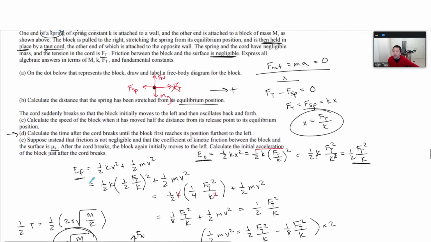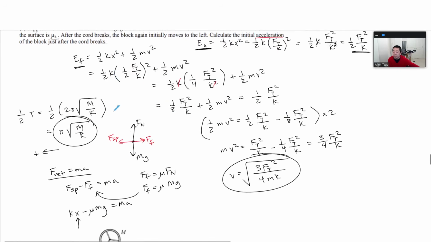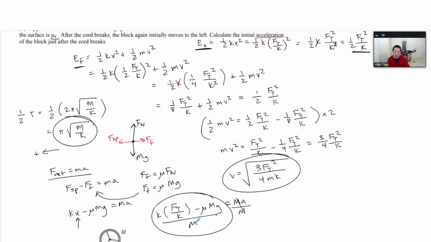I don't think they gave us any new variables, so we still want to put everything in terms of these. Even though the cord isn't there, I think they still want you to say k times Ft over k, minus mu mg, equals ma. And then I think you just divide all that by m. Sorry, we're running low on time, so I want to make sure that one's not a huge deal. This problem was again another free body diagram problem with forces, and just do F net equals ma.